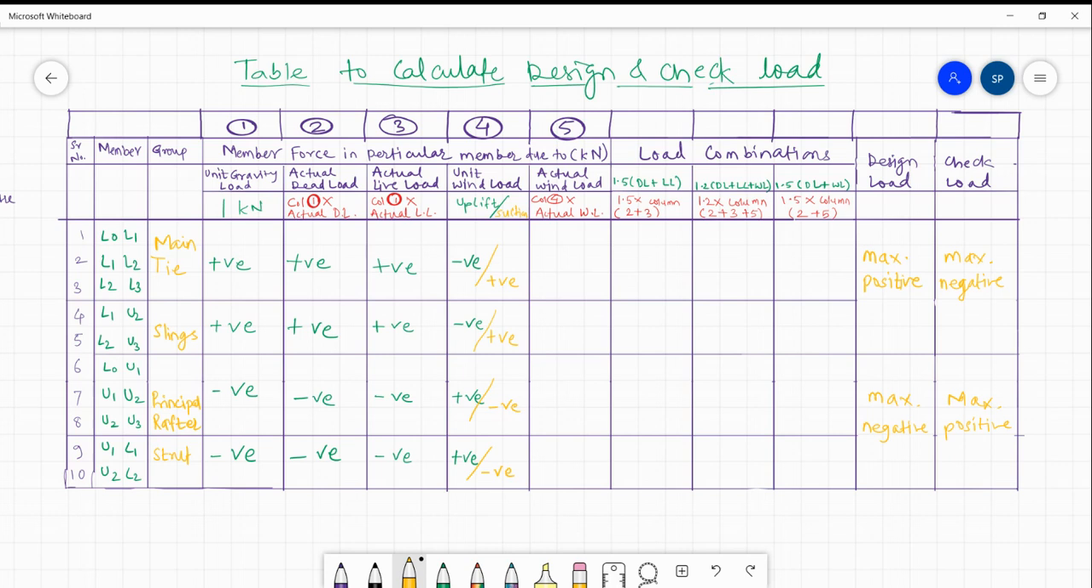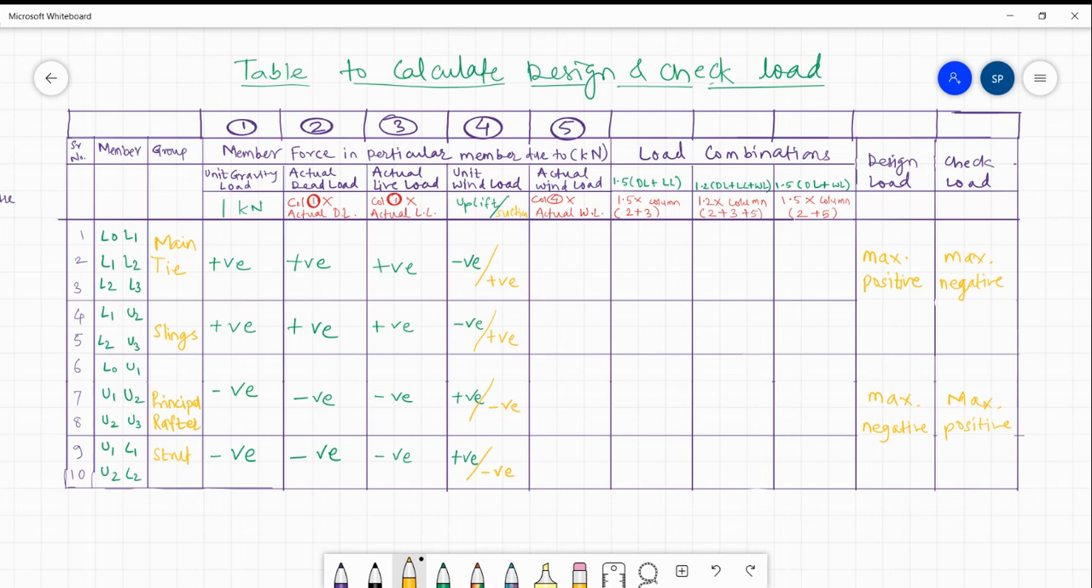Fine friends. Then column number 5, you will get after multiplying column number 4 entries with the actual wind load. Whatever the wind load value, you have to multiply it with column number 4 entries to get the value. Similar to column number 4, this can be either negative or positive depending on whether it is suction pressure or uplift pressure. So this is how the first 5 columns of this table are to be prepared.